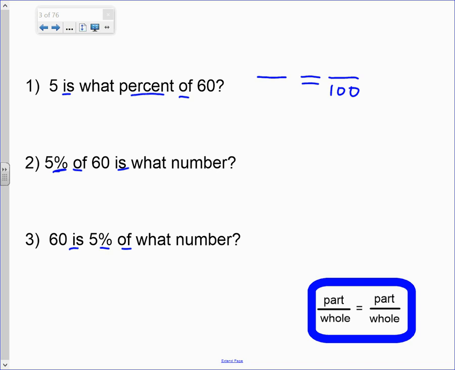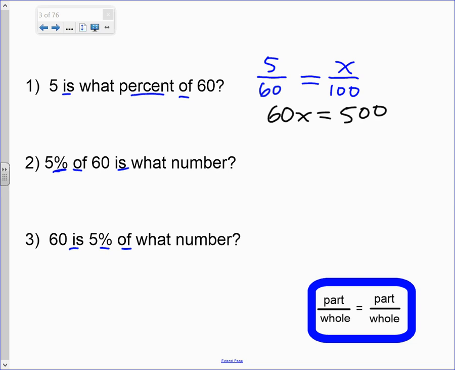Let's see. 5 is what percent of 60? What would be the part and what would be the whole here? 60 would be the whole. And whatever's left over, guess what we put? Unknown. What's the shortcut? Cross multiply. Do this with me now. 60 times x is 60x. Thank you, Medina. 5 times 100 is 500.